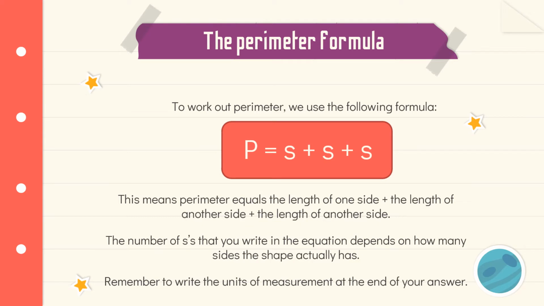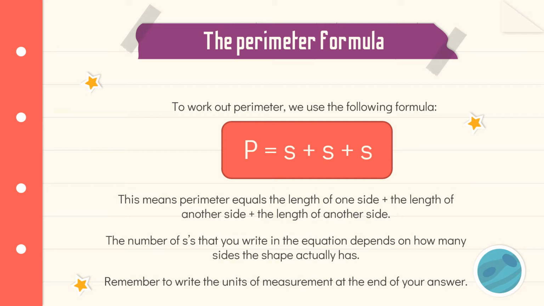To work out perimeter, we use the following formula. P equals S plus S plus S. So that is a formula that you're going to have to remember in your brain. I suggest you write it down on a piece of paper so that you can remember it. P equals S plus S plus S.